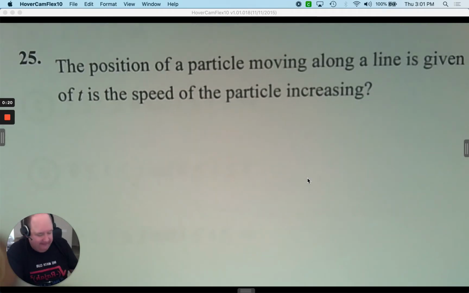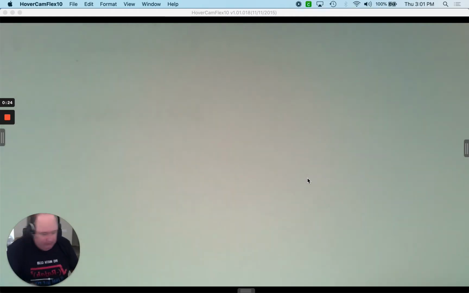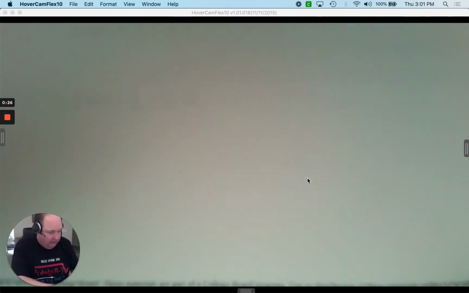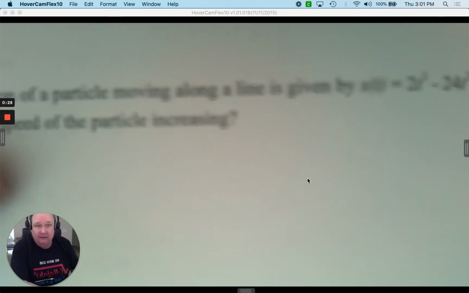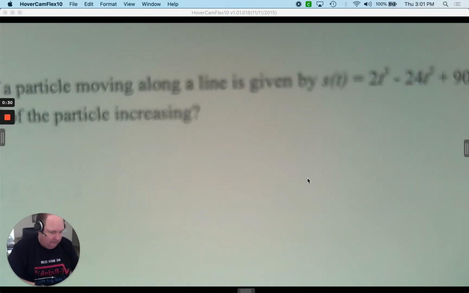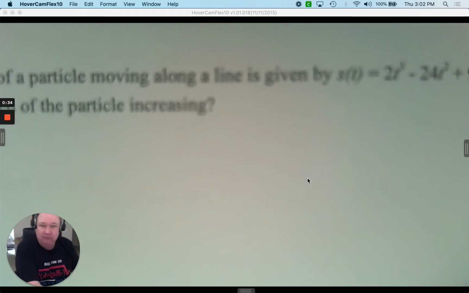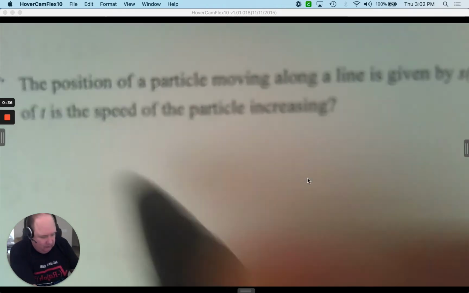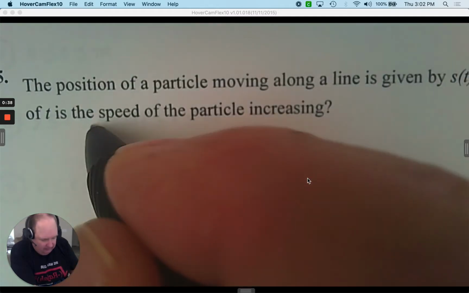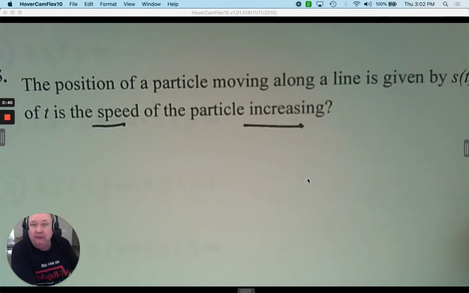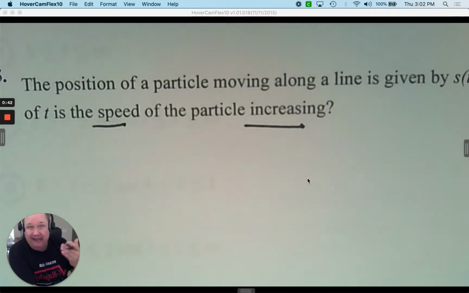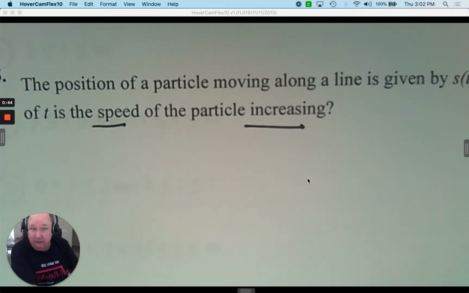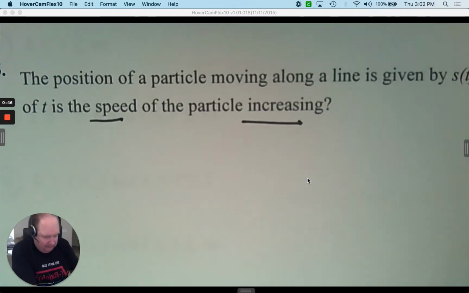So number 25 is where I'm going to pick up. The position of a particle moving along a line is given by this equation. For what values is the speed increasing? So do I have an understanding of what that means? The speed increases when the velocity and acceleration share the same sign. They're both positive or both negative.